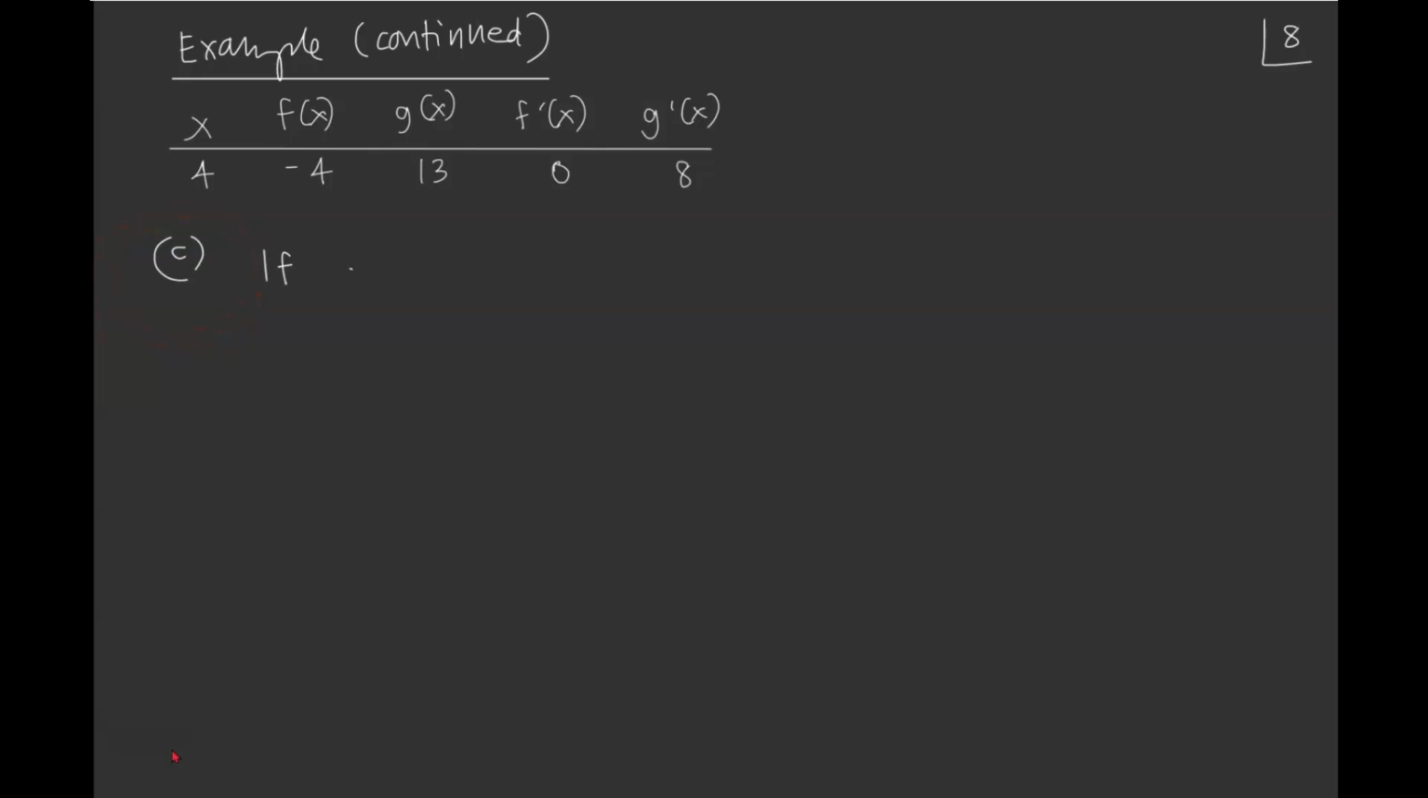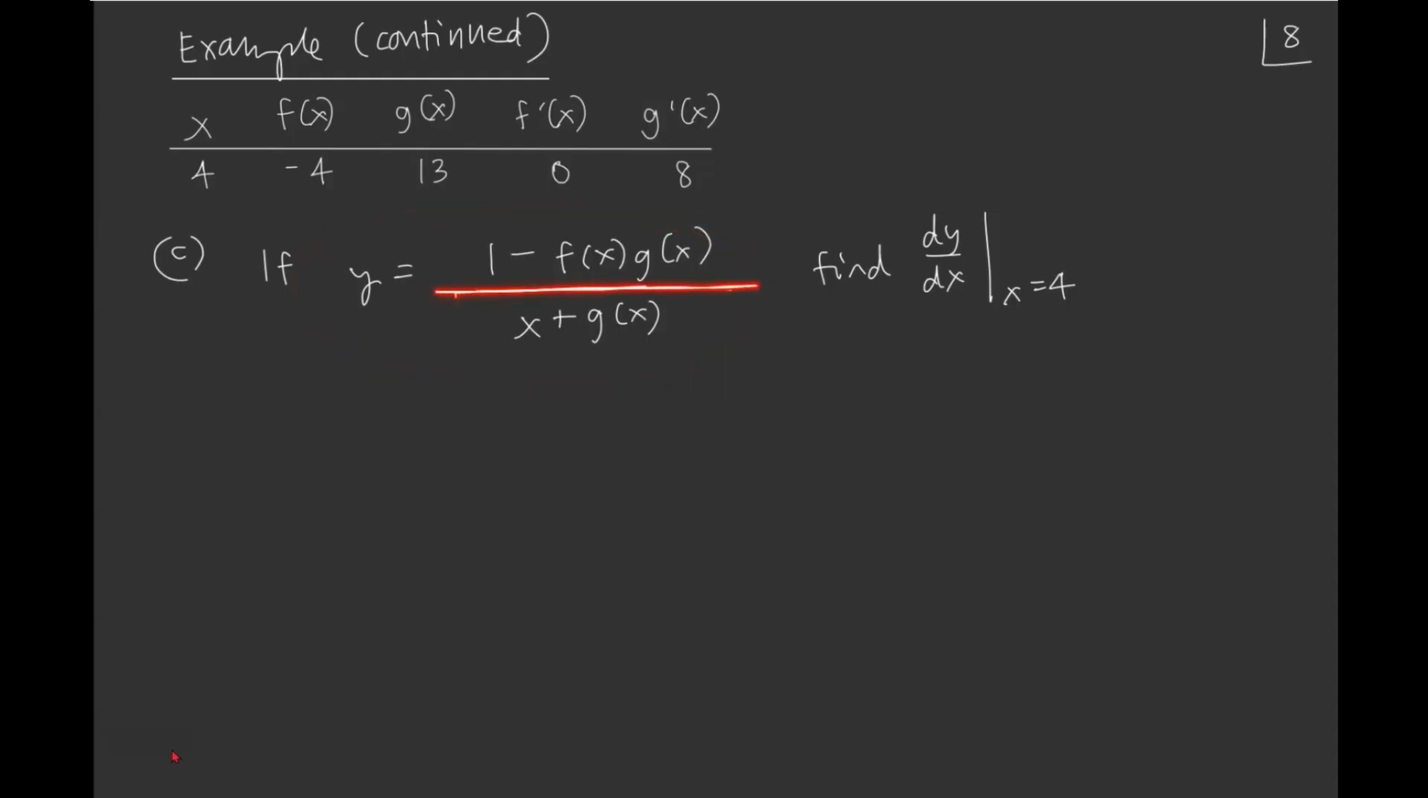We're going to say if y equals 1 minus f of x, g of x over x plus g of x, we want to find dy dx when x equals 4. Okay, so this is slightly more complicated. It looks like the overall structure, the largest structure, is that it's a quotient. Then we have a little product inside and some other things going on too.